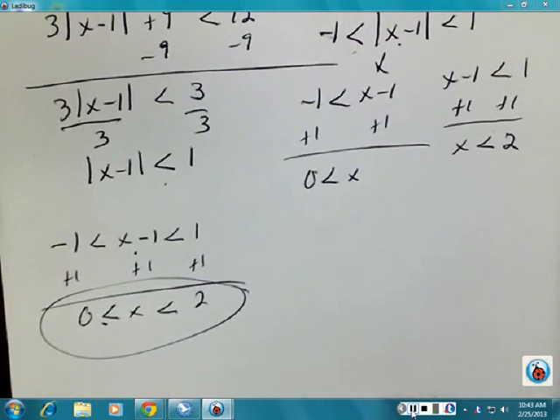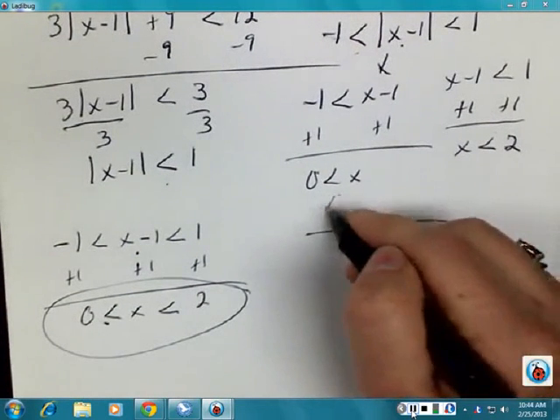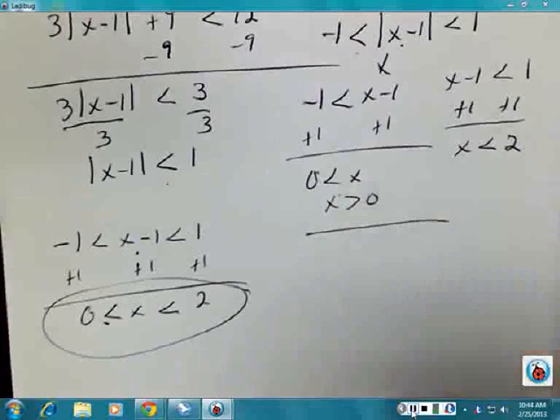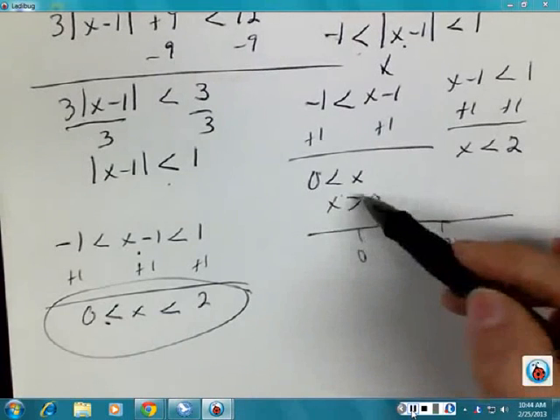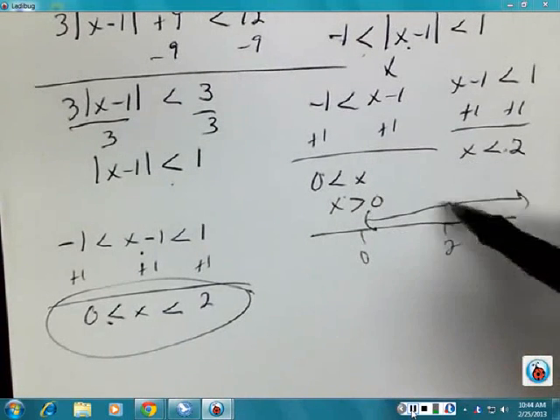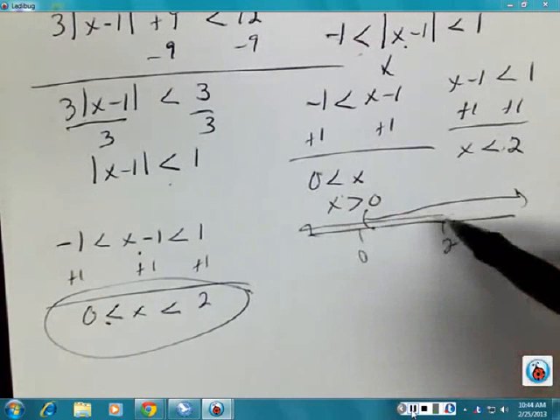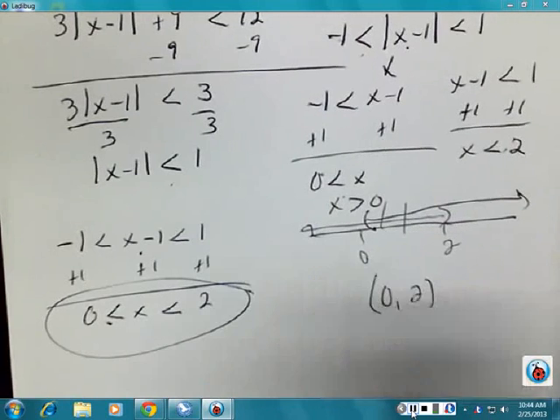Finishing this one, reverse this part, so it's going to be x is greater than 0. So it's going to be this way, parenthesis. The 2 is going to go the opposite way, parenthesis. So my answer is 0 to 2 with parentheses.